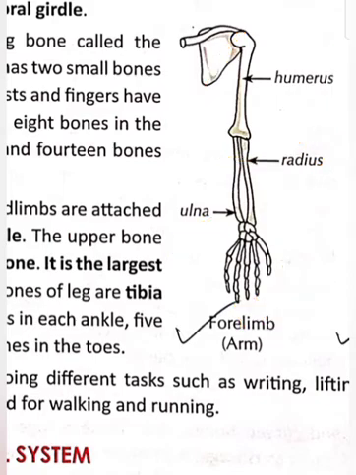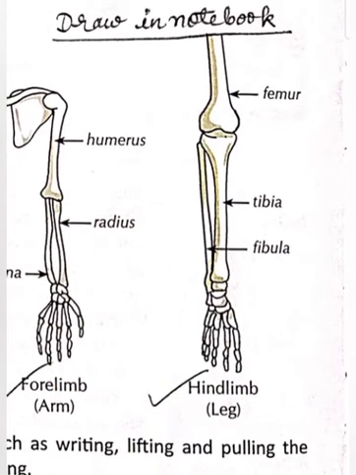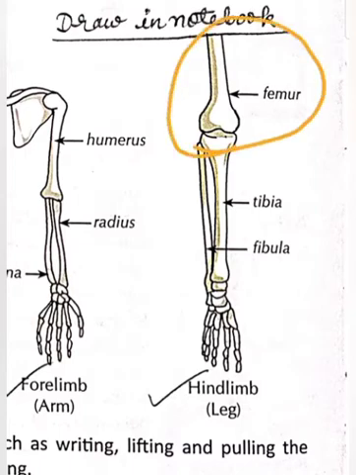Now let's see about the hind limb, that is our legs. The hind limb contains the longest bone, which is the thigh bone. It is also called the femur. Learn the name femur because this question is very important. Like, which is the longest bone of the whole skeletal system? So the femur is not only the longest bone of the leg, but it is the longest bone of the whole skeletal system. Okay, so the femur is the longest bone.